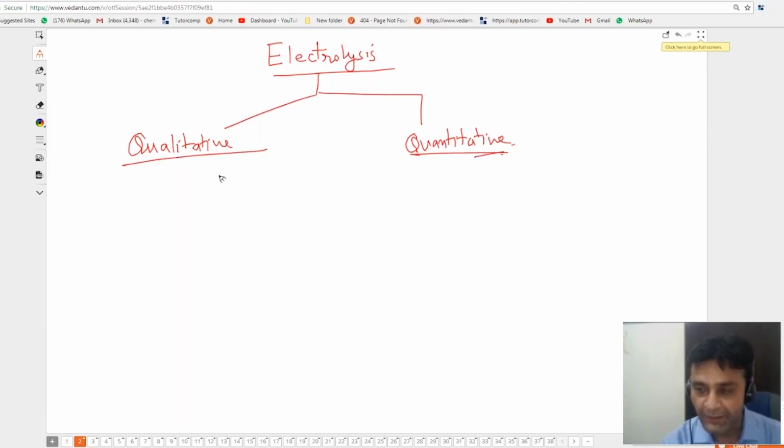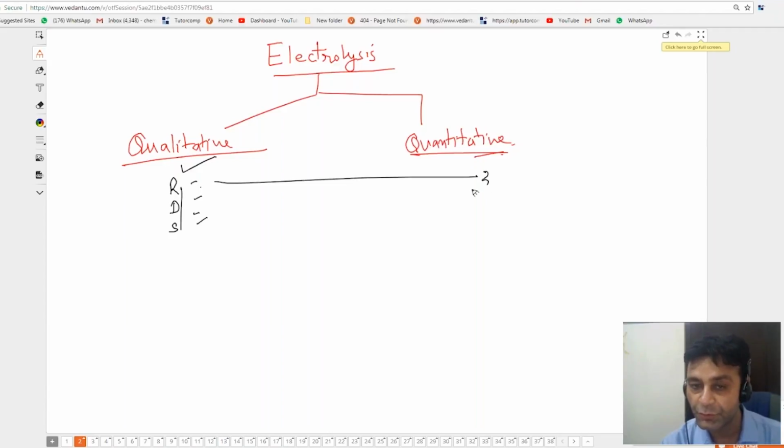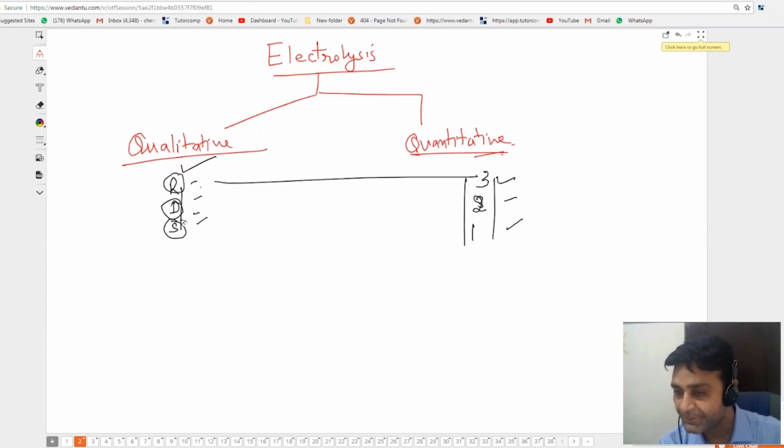Roti, dal. Okay. So this is the qualitative part, what you ate, what you took, right? You took roti, you took dal, you took sabji, all that. But my question is, how much roti? That is the quantitative part. 2, 3, dal, how much? Right? 2 plates, sabji, how much? Something like this. That is the quantitative part, and what you ate is the qualitative part. Are you getting me?